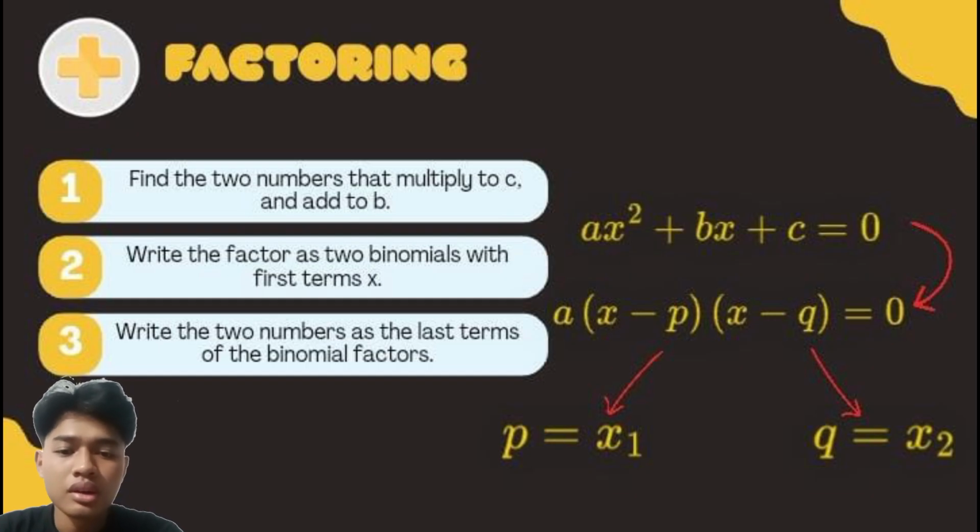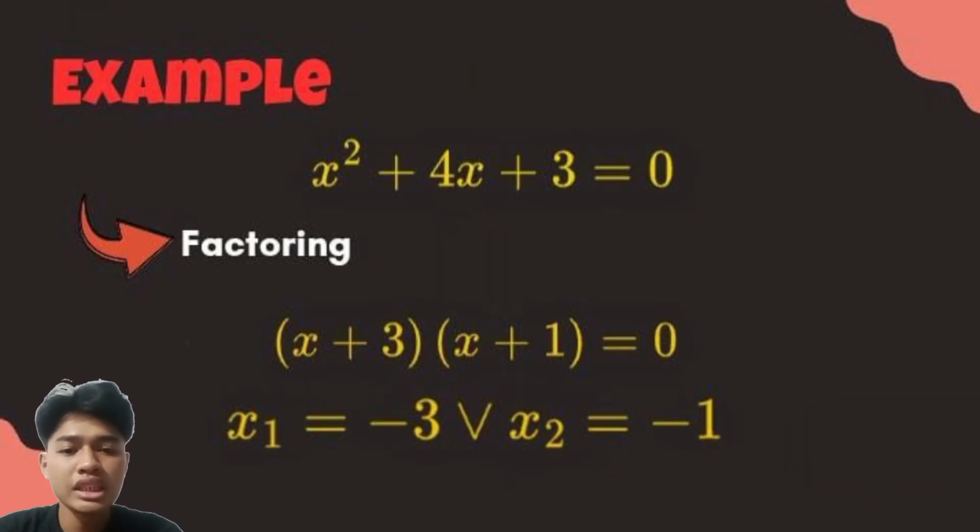For example, x squared plus 4x plus 3 is equal to 0. In this example, we just need to find the two numbers that multiply to 3 but add to 4. So here they are 3 and 1. So with factoring, we know that the solutions of this quadratic equation are -3 and -1.